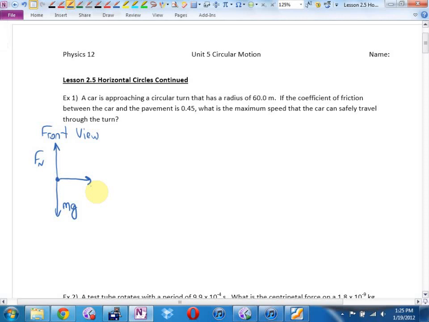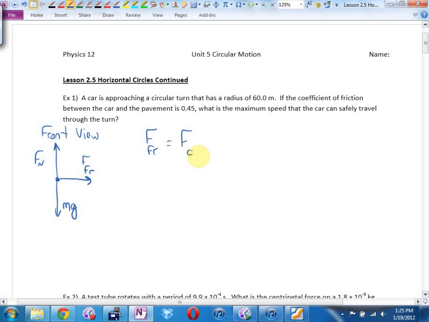Friction does. Now, you'll notice FC has not appeared on my free body diagram. Centripetal force has not appeared on my free body diagram. There's two equations here. The first is that normal force equals mg. I'm not going to write that equation. I'm more interested in the going around in a circle, and we're going in a circle. So if I go winner minus loser, no loser, winner, friction is the centripetal force.